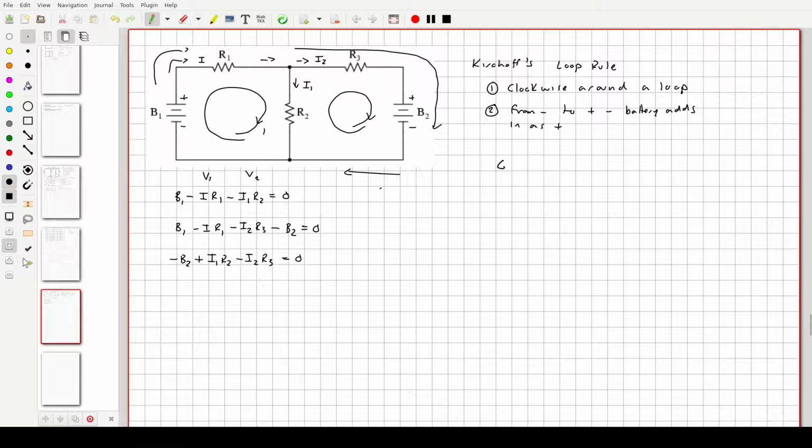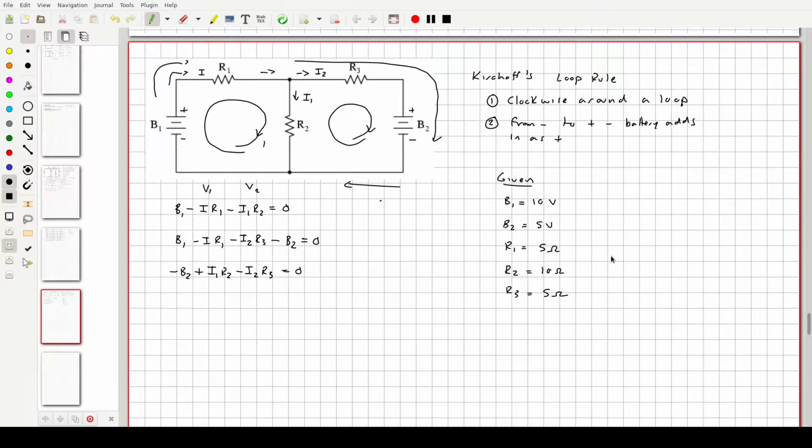But let's plug some numbers in to make it interesting. We'll call B1 10 volts, B2 5 volts, R1 5 ohms, R2 10 ohms, and R3 5 ohms as well.